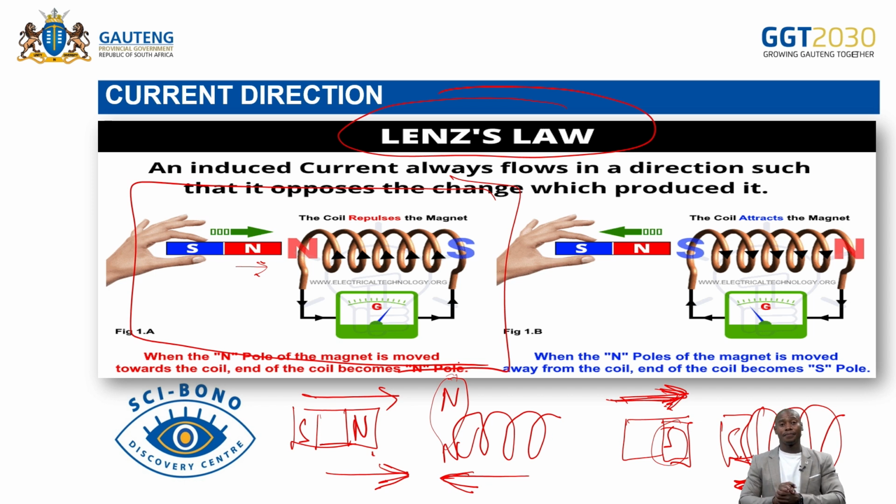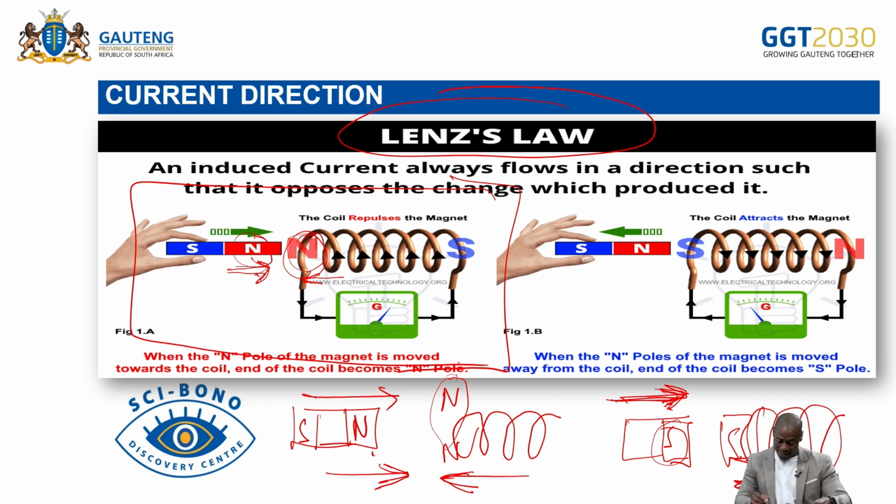Right? So I'm pushing it with the north pole. What will be produced here is going to be the north pole. Because if I'm pushing towards the solenoid, then the induced current should push away. So for this to happen, you must have the force of repulsion. So if it's force of repulsion, therefore, if here is north, even here is going to be north. I hope I've tried to explain. An induced current always flows in the direction such that it opposes the change which produced it.